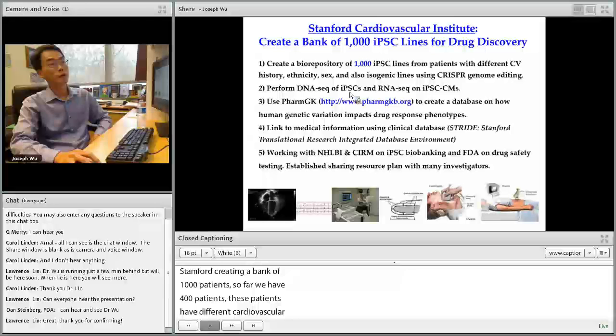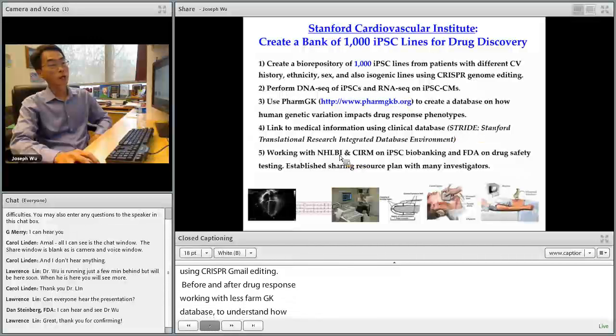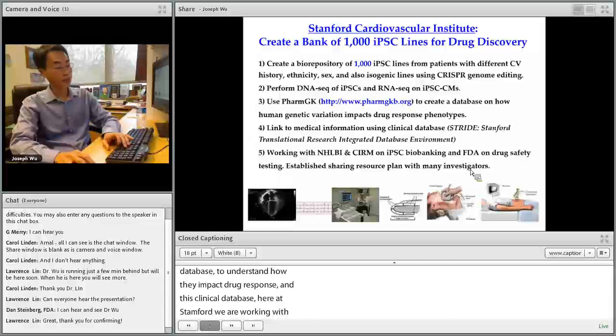We're trying to perform DNA sequencing on the iPS cells and RNA sequencing on the iPS cell cardiomyocytes before and after drug response. We're working with Russ Altman to link it to the PharmGKB database so that we're trying to understand how human genetic variation impacts the drug response. We link it to the medical information database here at Stanford, and we're working with NHLBI as well as CIRM and iPSC biobanking, and with the FDA on drug safety testing. And we've established a very robust sharing resource plan with many investigators here.